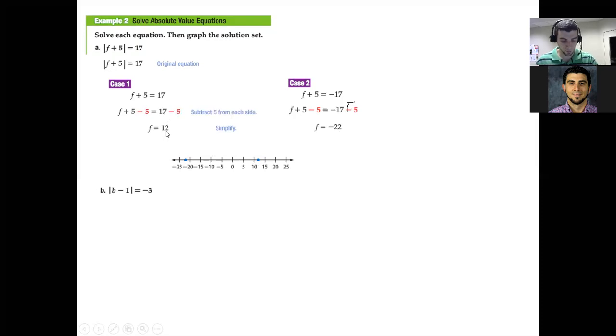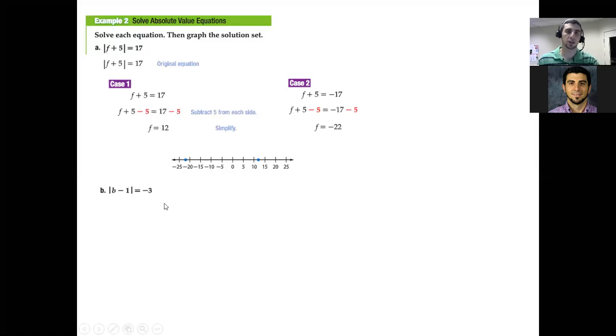Now, before we get into b, you can actually check this. If you plug 12 in for f, 12 plus 5 is 17, absolute value of 17 is 17, so it works. If I put negative 22 in, negative 22 plus 5 is negative 17, absolute value of that is still 17. So boom, we're done, okay? Check, they both work.